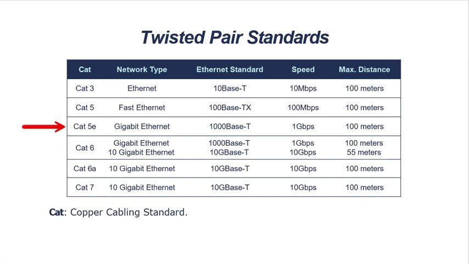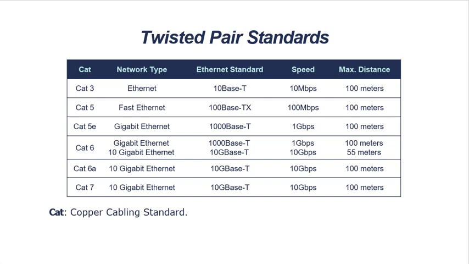Now, also, what I want to point out is the maximum distance, 100 meters. So the theoretical maximum distance for twisted pair copper cabling is 100 meters. After that, attenuation takes effect, and theoretically, you shouldn't be using a cable that's longer than 100 meters in length without some sort of repeater.